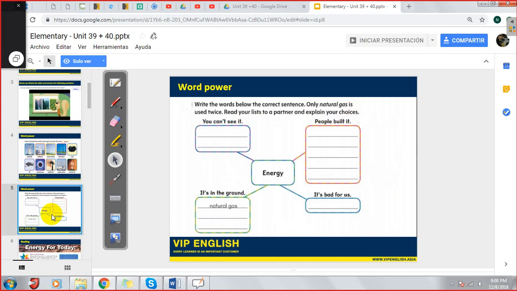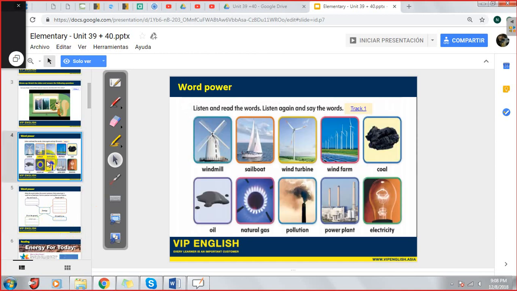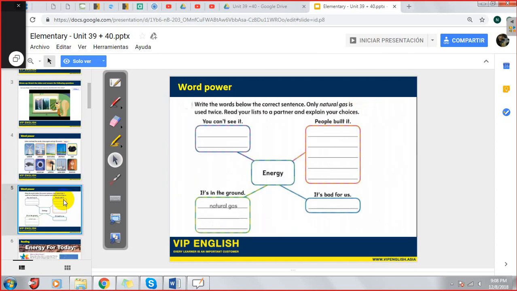You can't see it. I think it's electricity and windmill. And this one, windmill, I think you can see. Why can't you see that? It's moved by the wind. I guess I don't see that. But it's not talking about what it produces. The windmill is the device itself, so that's something you can see. Okay, so I can't see electricity. Electricity and natural gas, there's only two.